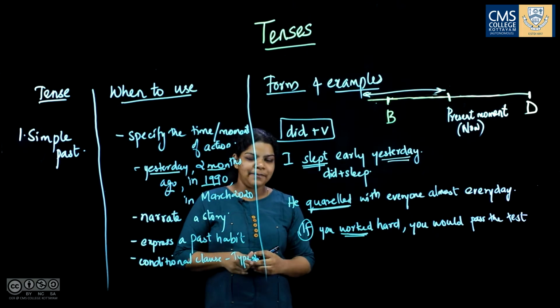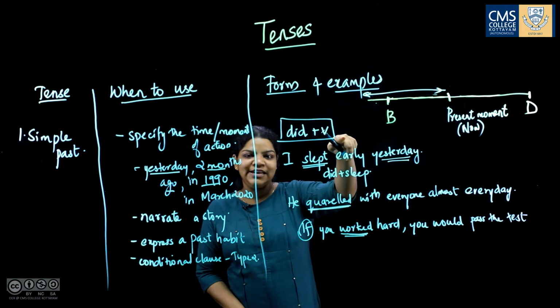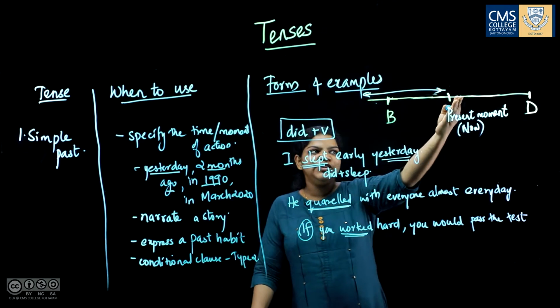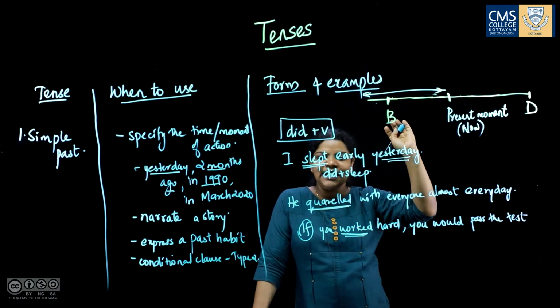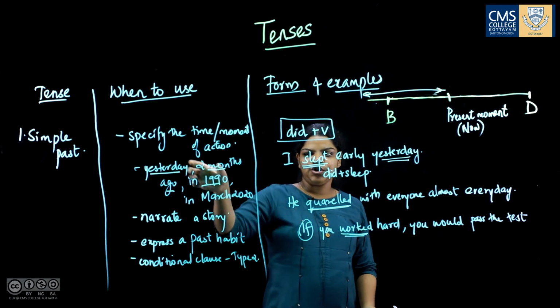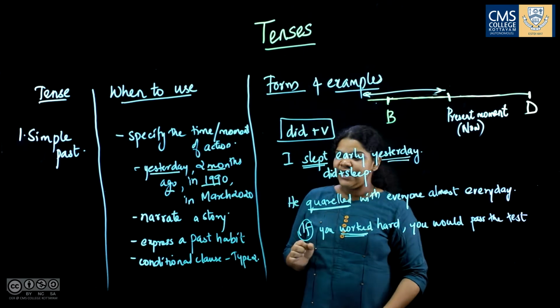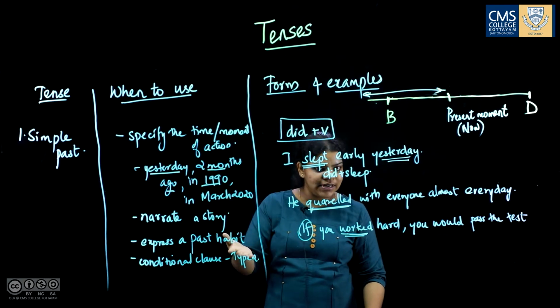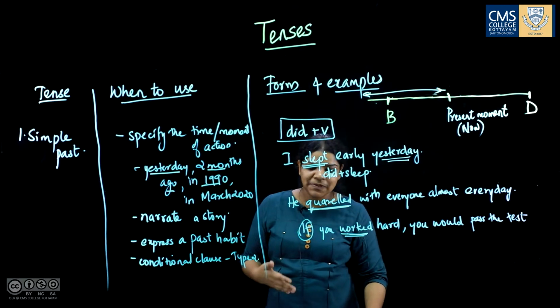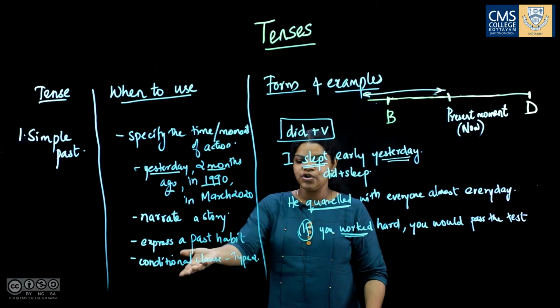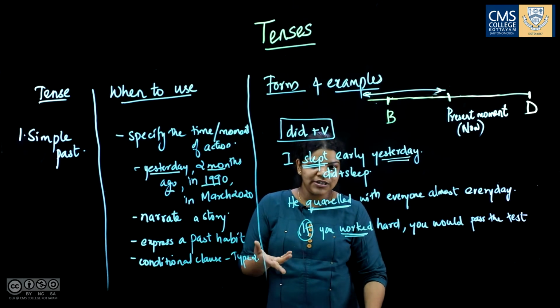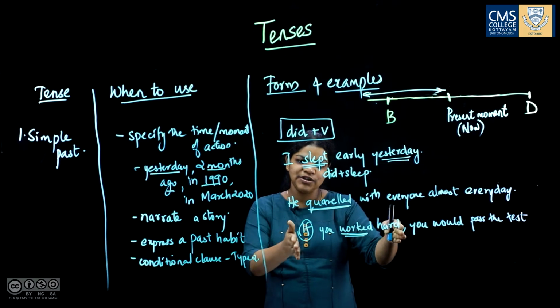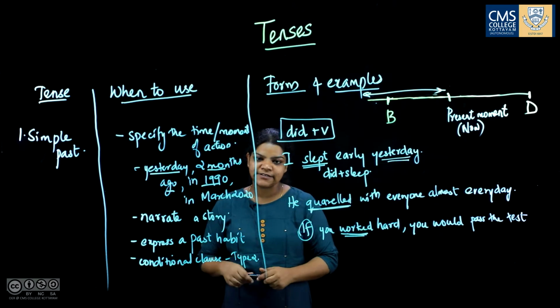So just to recap, simple past takes the form of did plus V. It is an action which happened any time in the past, and there is a specification of the time of action. You can use a simple past form when you want to narrate a story, or when you want to express a past habit, or when you want to use the type 2 conditional clause. The first part, the conditional clause, takes the simple past form.